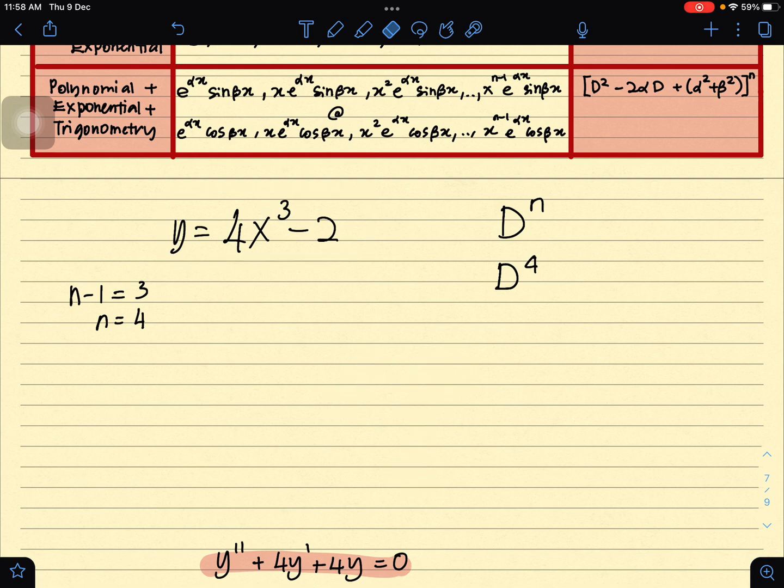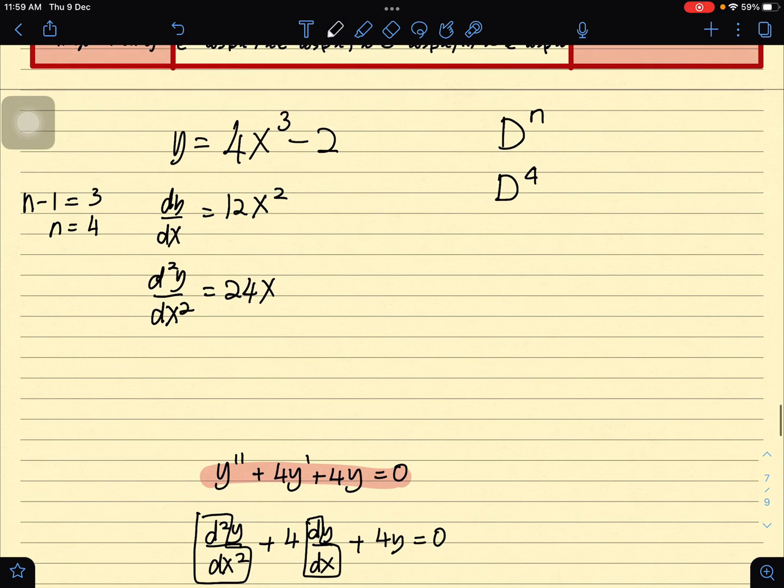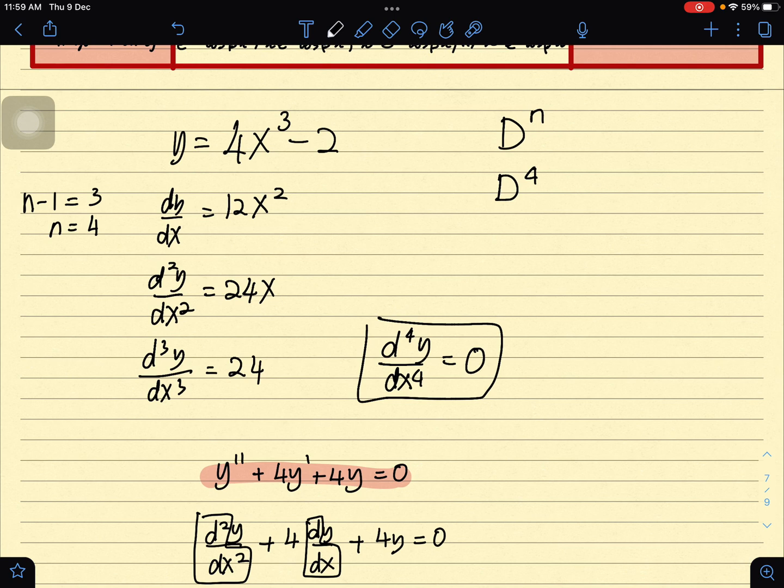We can differentiate this once, we will get dy/dx, which is 12x squared minus 0. Then you differentiate for the second time, you will get d squared y/dx squared, which is 24x, not 0. Differentiate for the third time, you have d cubed y/dx cubed, which is 24, not 0, and differentiate again, you will get d to the fourth y/dx to the fourth, which is 0. So this is the annihilator approach, where the function y equal to 4x cubed minus 2 is annihilated by the differential operator D to the power of 4.